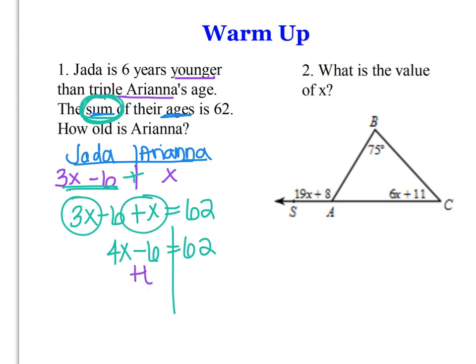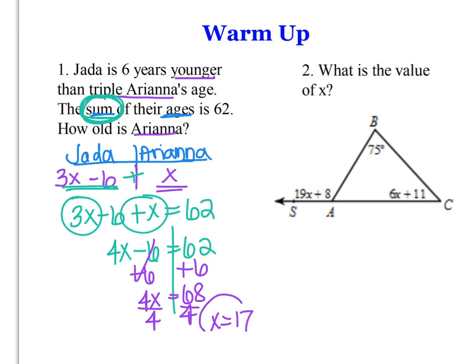Do the opposite, so I'm going to add 6 to both sides. I get 4x equals 68. Divide both sides by 4, and I get x equals 17. Always go back to the question. It says, how old is Ariana? Ariana was represented as just x, so I am done with 17. 17 years old is how old Ariana is.